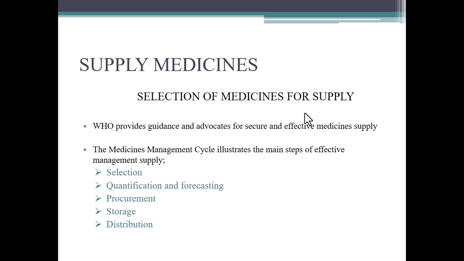Okay, so supply of medication. How do we supply medications to these patients? How do we dispense? In other words, for this supply, excuse me, I'm also having some of the simple ailment symptoms. Yeah, signs and symptoms. So we see that for selection of medicine, you need to select appropriate medicine for your patient. According to WHO, that is the World Health Organization, it provides guidelines and advocates for secure and effective medicine supply.